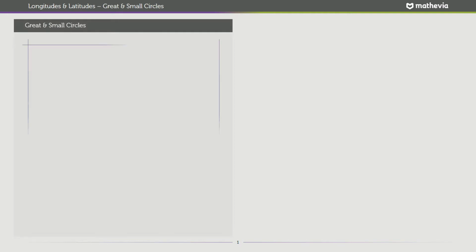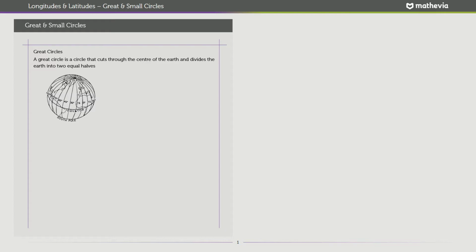So, longitudes and latitudes, great and small circles. Now, great circles. What are great circles? A great circle is a circle that cuts through the center of the earth and divides the earth into two equal halves. Your great circles are your equator. So your equator is a great circle.